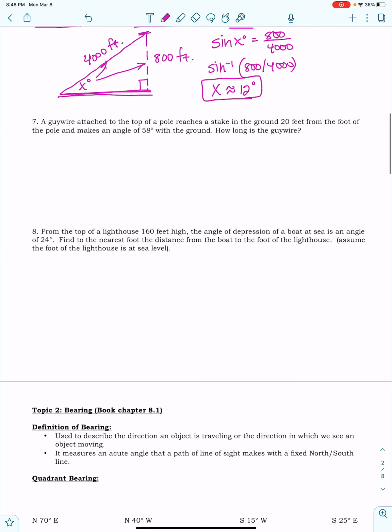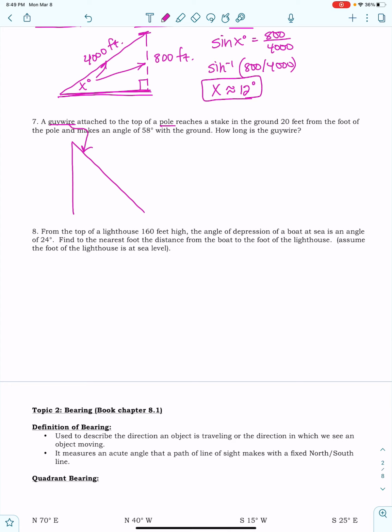Okay, the next problem, we have a guy wire. Okay, don't freak out. It's not a guy and it's not a wire. And it's not a wire made of a guy or a guy made of a wire. Okay, a guy wire is a wire that holds something in place. Okay, so we have a guy wire attached to the top of a pole. So I have a pole right here and I have a guy wire. That's my guy wire right there.